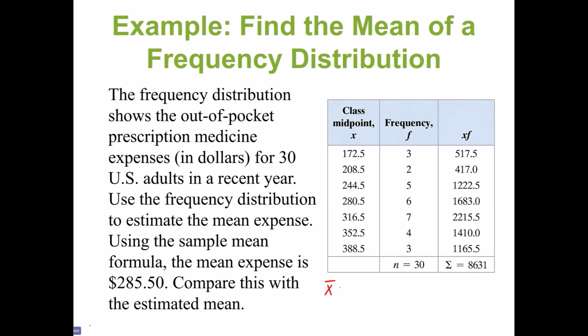So x bar is going to be approximately the sum of x times f divided by n. In this case, it's going to be the sum of this last column, the 8631, divided by 30. We're going to get 287.70.